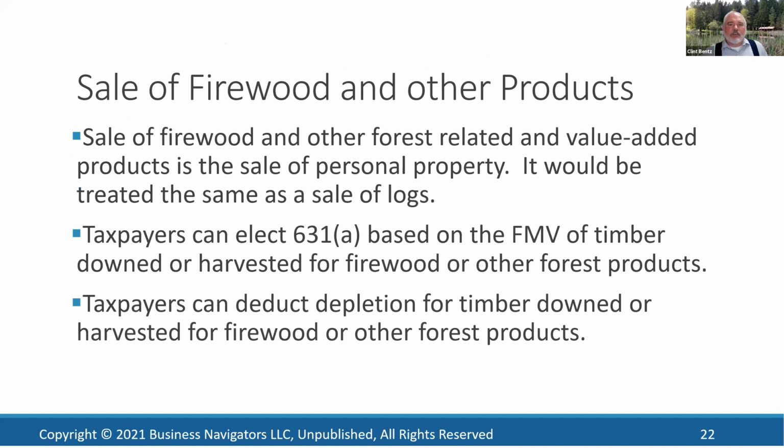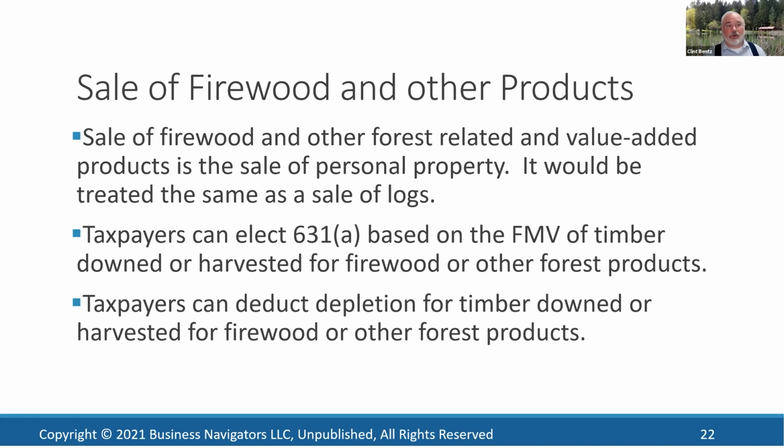Last thing to talk about here, sale of firewood and other products. Again, all these things are the sale of personal property. It's treated basically the same as the sale of logs. If we have logs that we're using down to timber, or we're cutting timber to sell these products, we can do 631A for this amount.